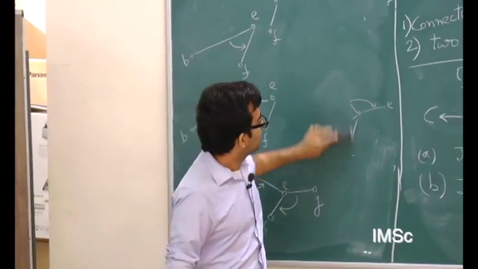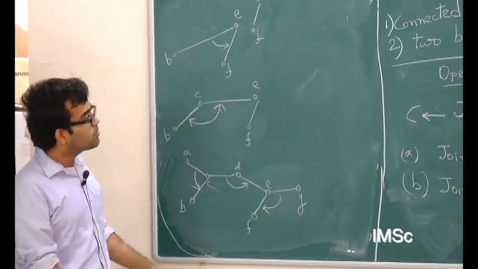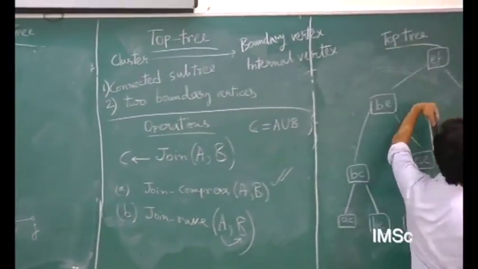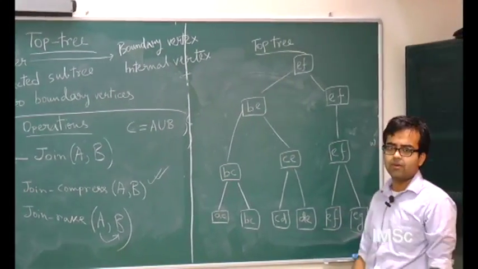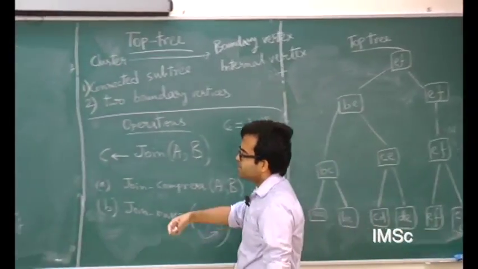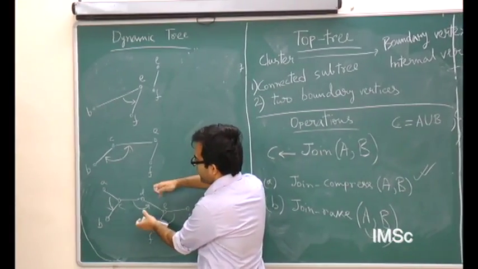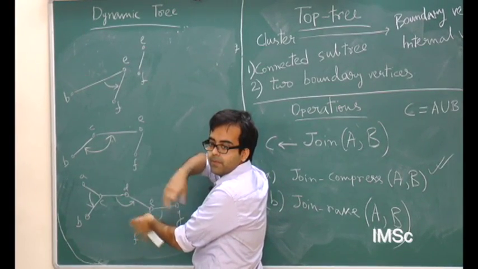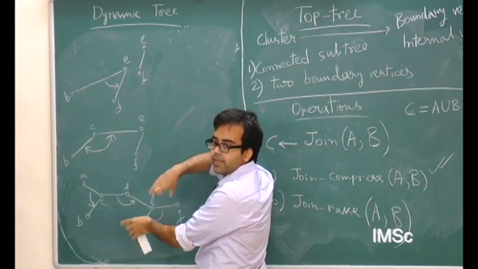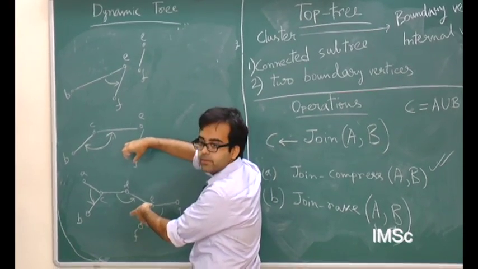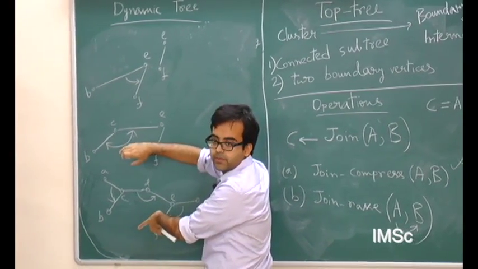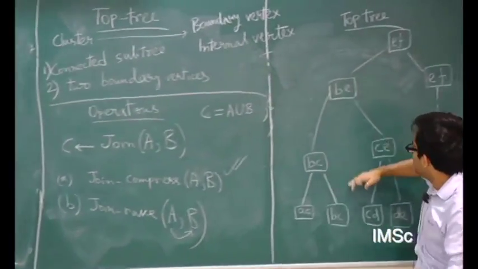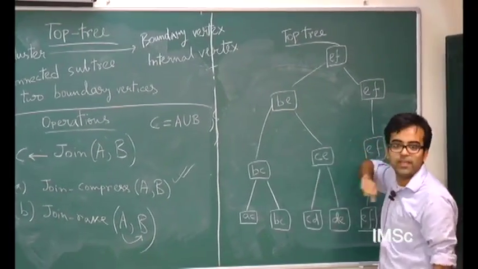Okay. Now, I'm not going to go into the proof, but can you intuitively see why the height of this top tree will be not more than log n? Because the idea is that at each level you are performing a maximal set of operations you can do. You are not leaving out anything. If a cluster could have participated, it would have participated.